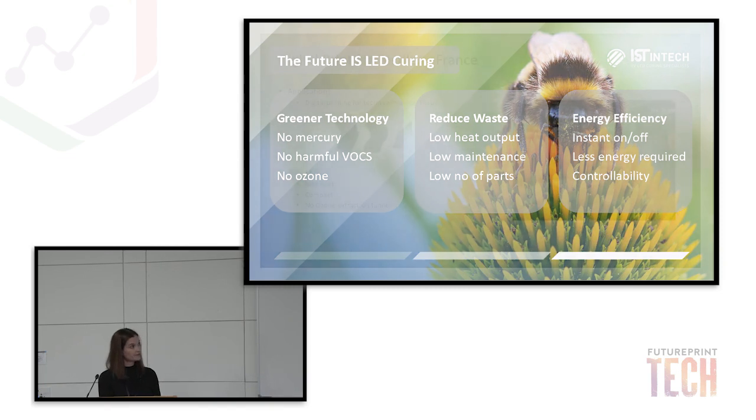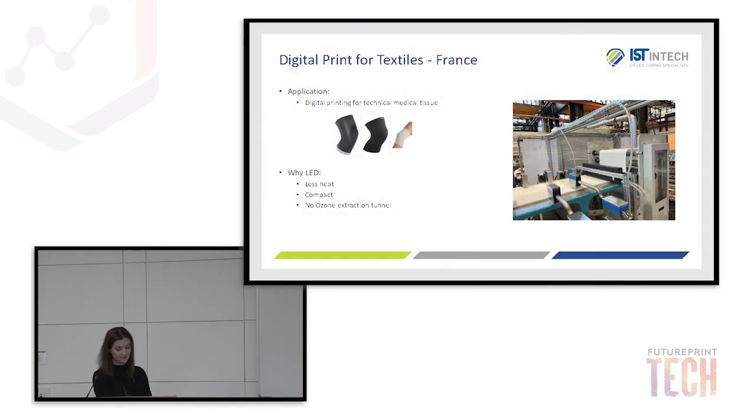So, if we move on to our examples. Our first example is digital print for textiles. This is a customer in France who digitally prints ink onto a web, roughly 90 centimeters in width, onto elastomer tissue. They print a logo in monocolor, and you can see just here is the water-cooled UV LED print station.